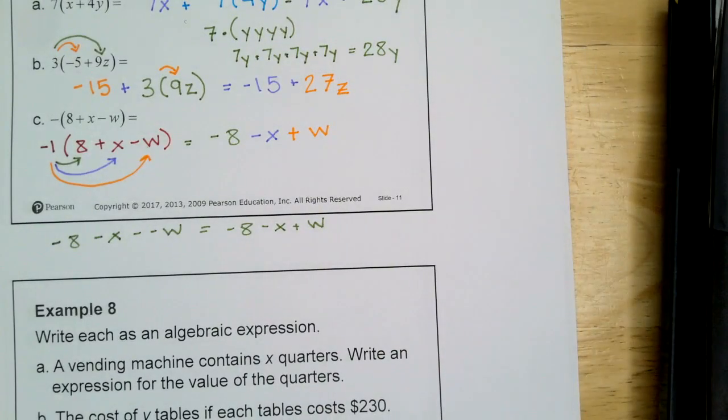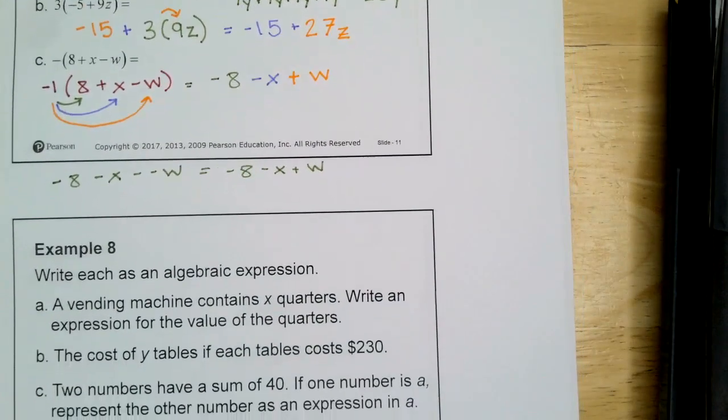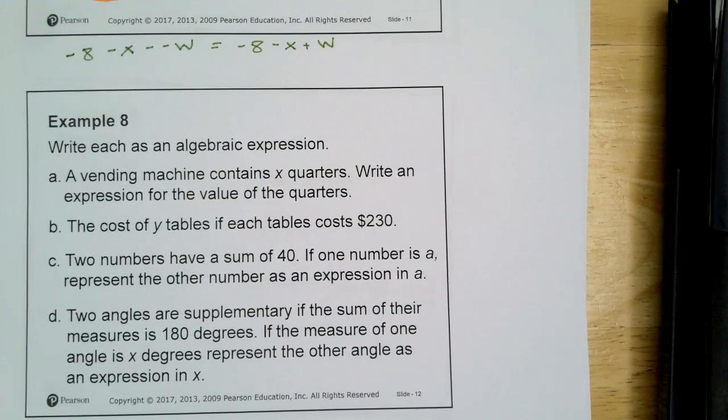All right, now we're going to write these as algebraic expressions. It's not just translating from English, it's a story that you have to represent with a math equation. It's an expression, so there is no equal sign. For example, a vending machine contains X number of quarters. Write an expression for the value of the quarters. So think about, so it's a machine, it contains some quarters. How much is in the machine, right?